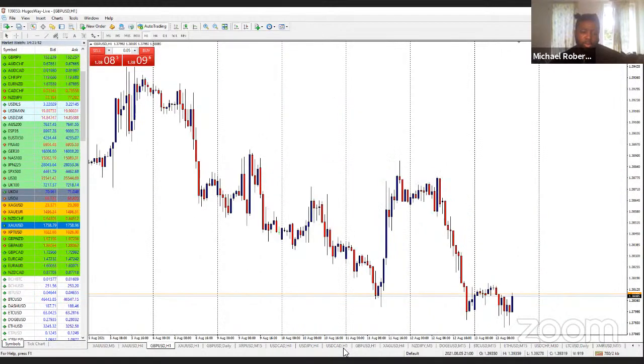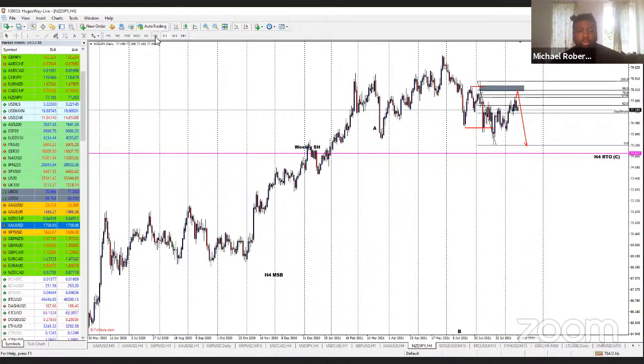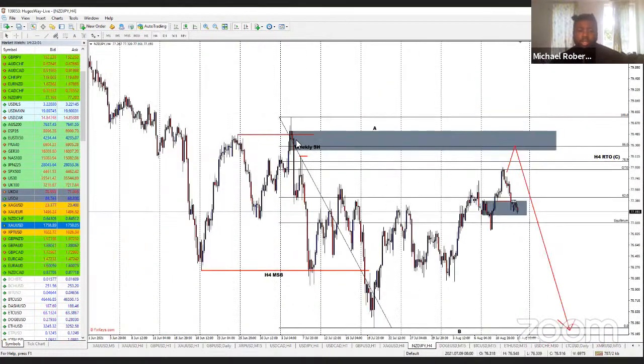So let me go to NZDJPY. With NZDJPY, okay, I'm going to have to use the H4. So on the H4, starting from here where we were, I can see that we have a bearish structure forming here. We have the A to B movement here.